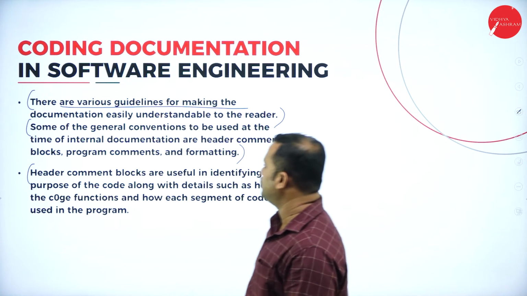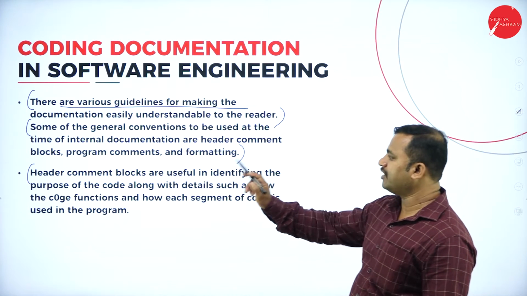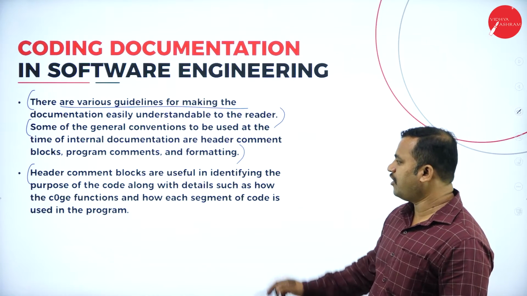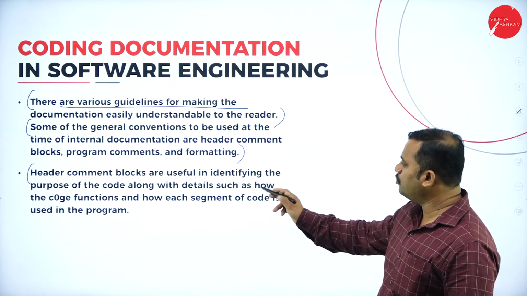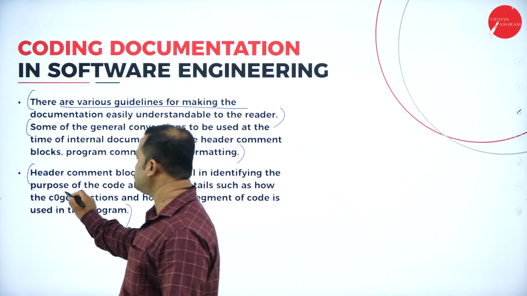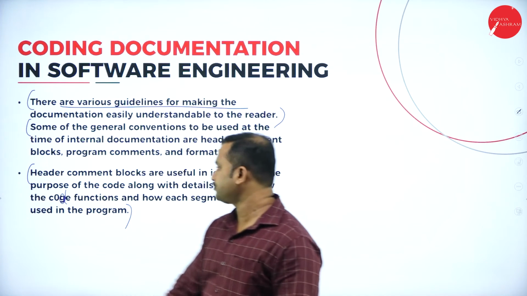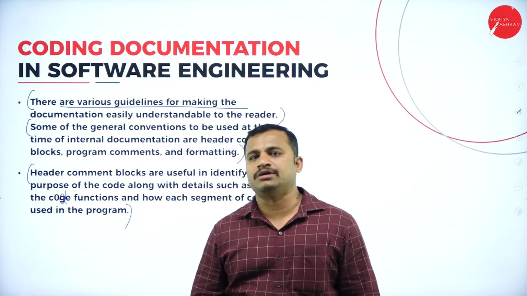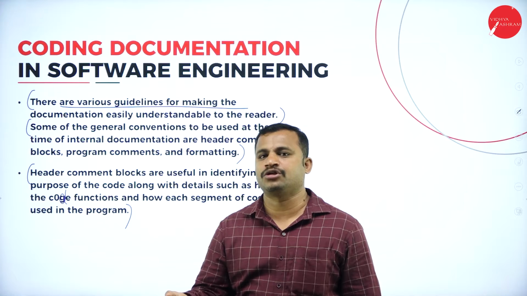Header comment blocks are useful in identifying the purpose of the code along with details such as how the code functions and how each segment of code is used in the program. That means at the beginning, for identifying, we will write down the comments. What is the functionality of that particular logic?